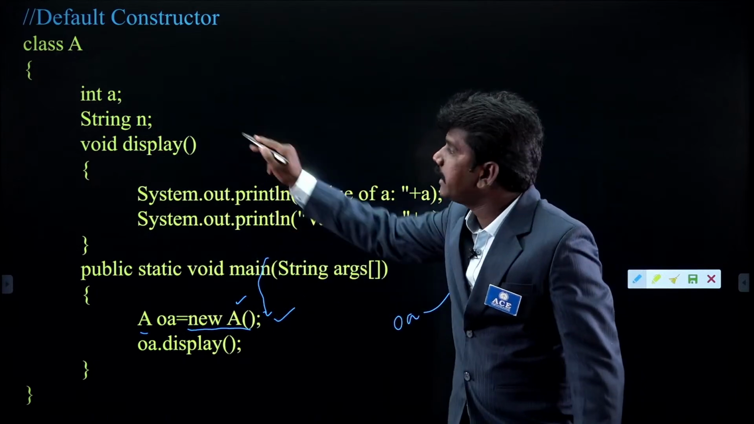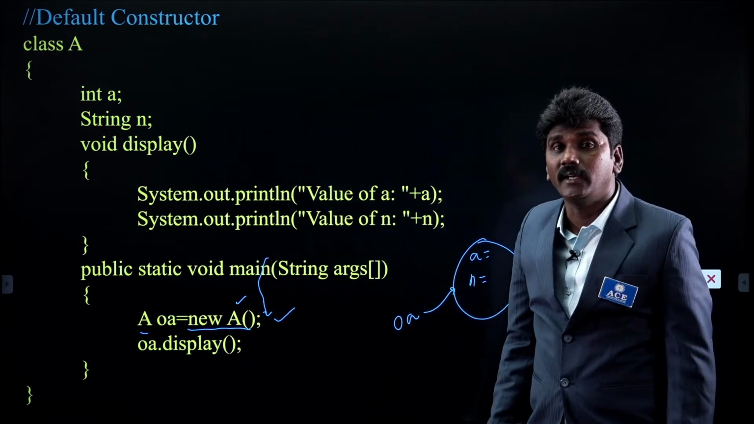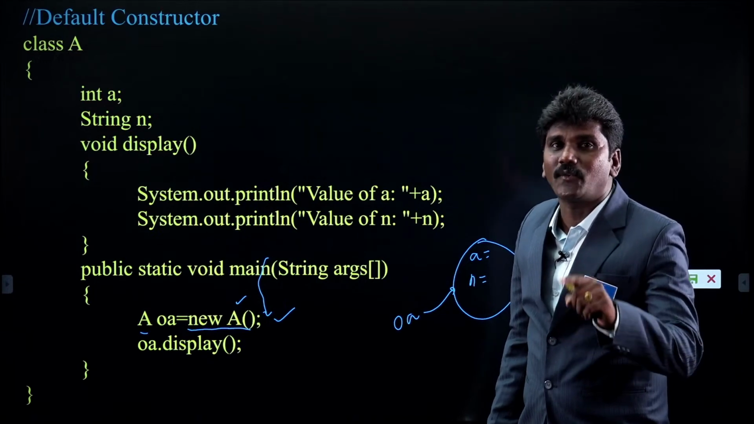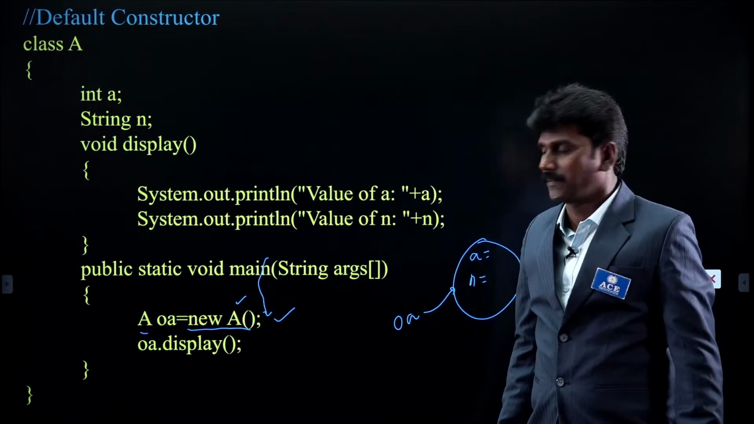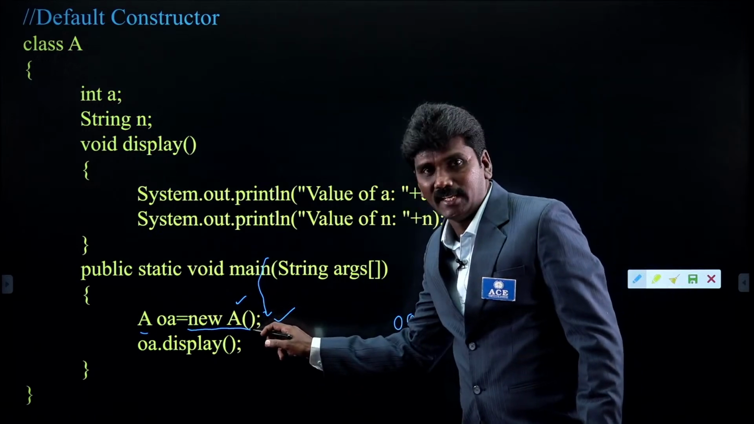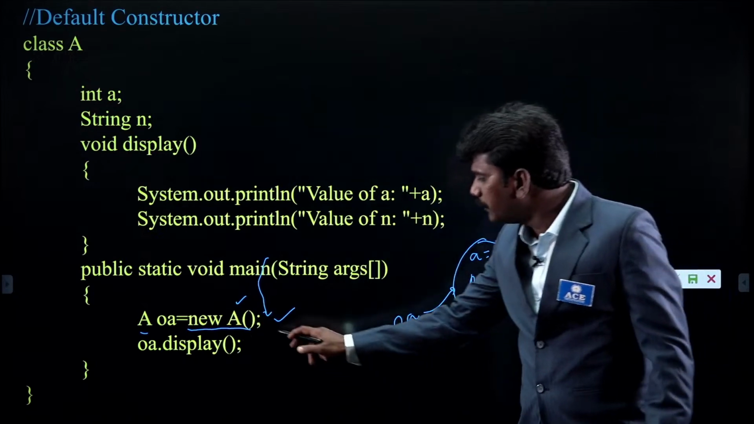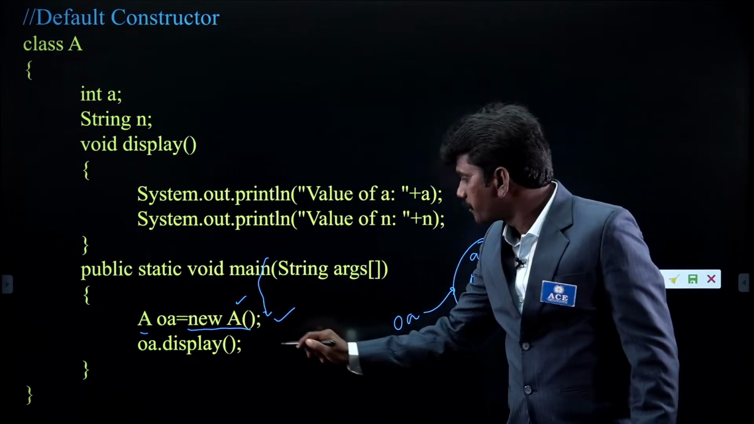But in our class there is no constructor. Then who will provide it? The Java compiler? Yes, the Java compiler provides the default constructor. That's why we are not passing any arguments from here. A only, without any arguments.